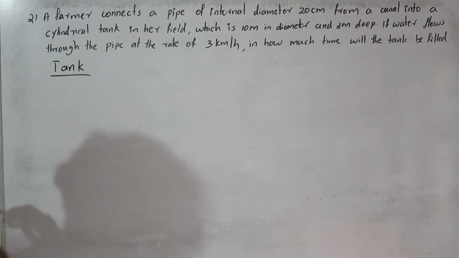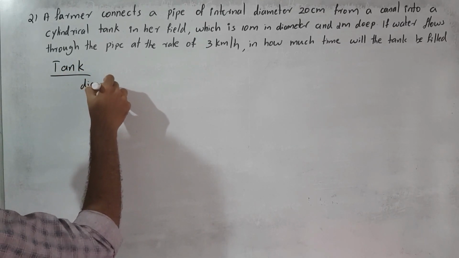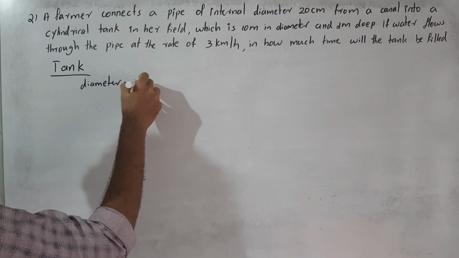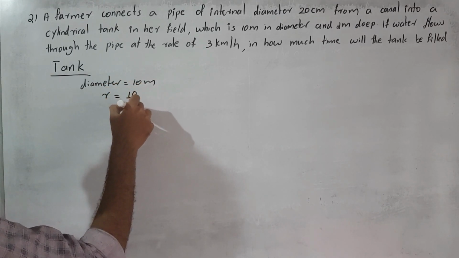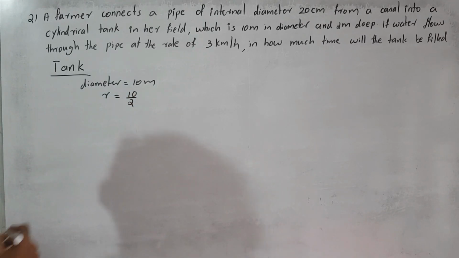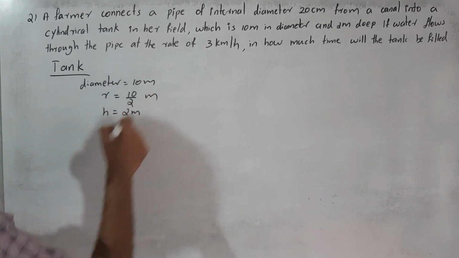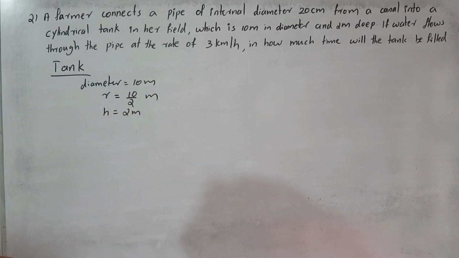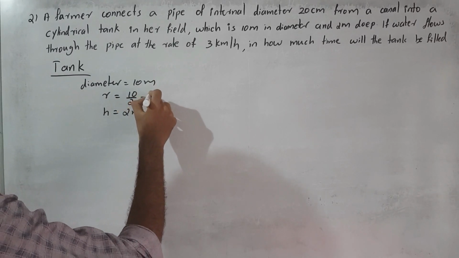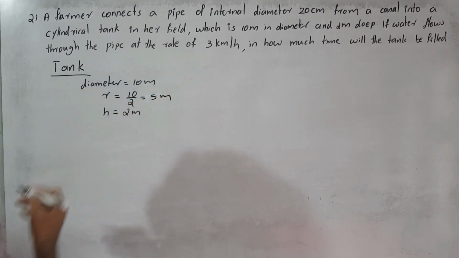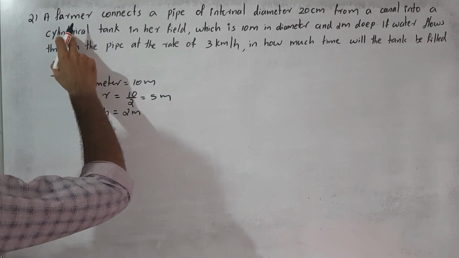Then the case of tank. Then what is the diameter? Diameter is equal to 10. Therefore radius is equal to 10 by 2. Correct? And is given the height. Height is equal to, yes, 2 meter. 10 by 2 is possible to divide. What is the 10 by 2 is equal to 5 meter, and the height is equal to 2 meter. Then it's very clear tank is in the shape of a cylinder.